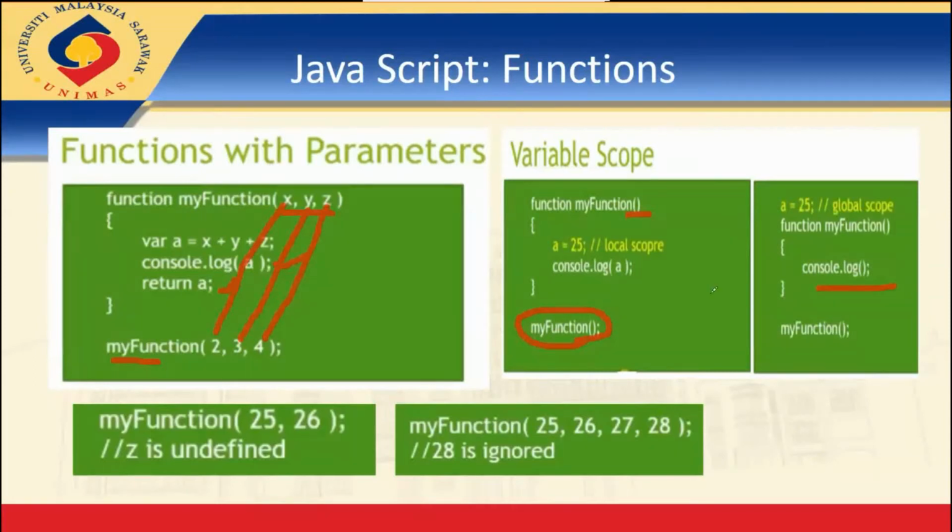Same like this. But here it shows the local variable. You see, if you define any variable inside this curly bracket, it becomes local. If you define it outside this curly bracket, it becomes a global scope variable.